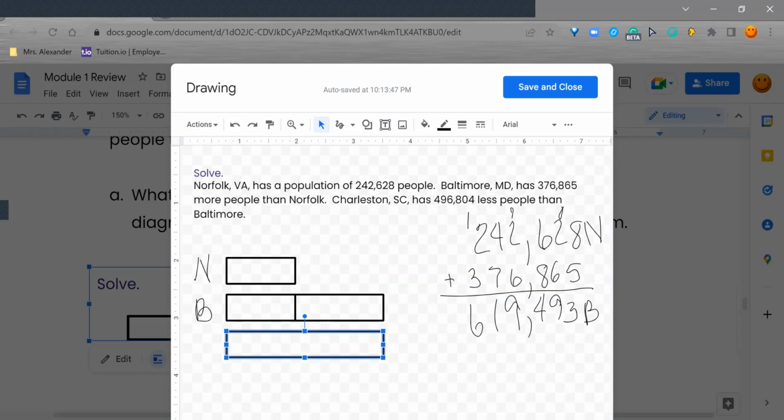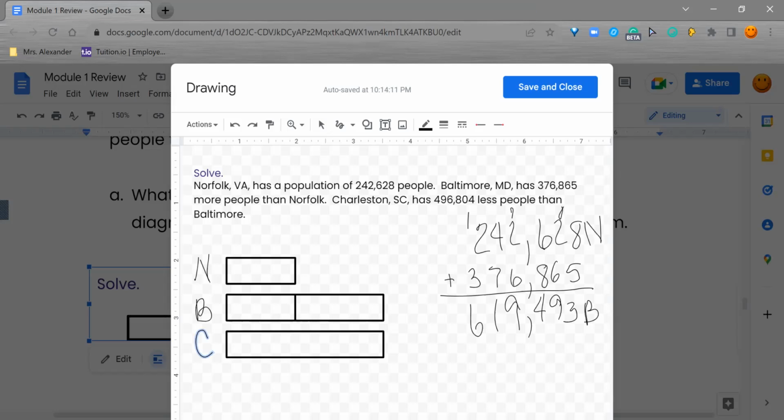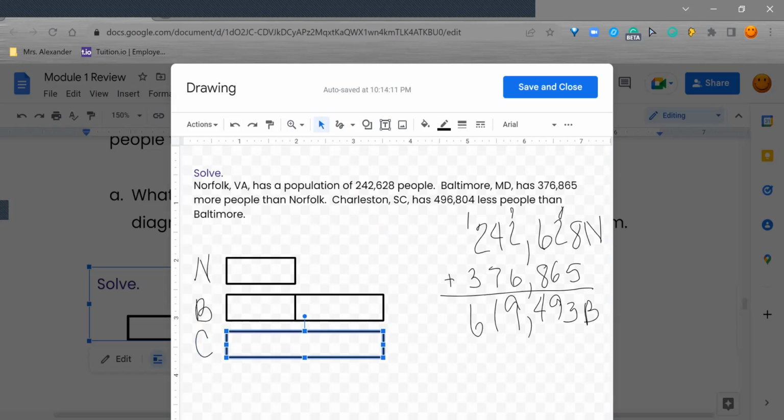So now that we have it that big, we have to take part of this box away because it's less than what was added. So right now, I'm going to write C, grab my scribble. I'm going to write C for Charleston. Okay, so I'm going to go back to here, and I know right here, my box is going to be somewhere smaller because I'm subtracting.